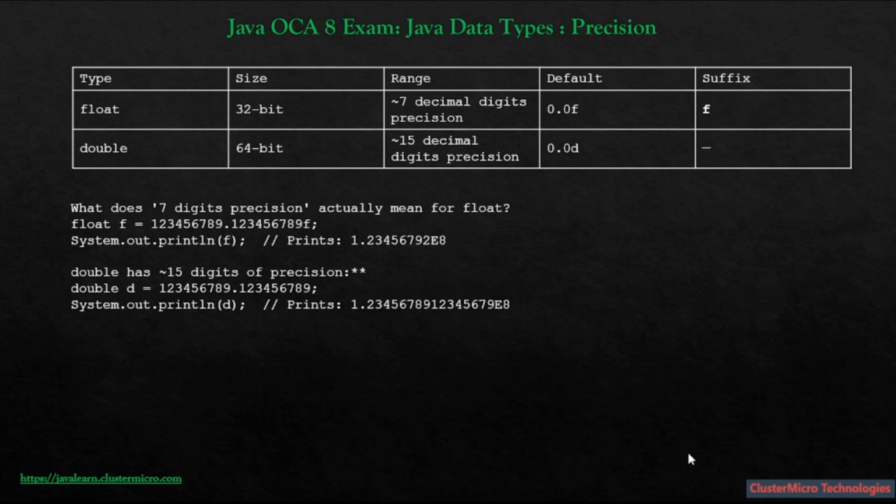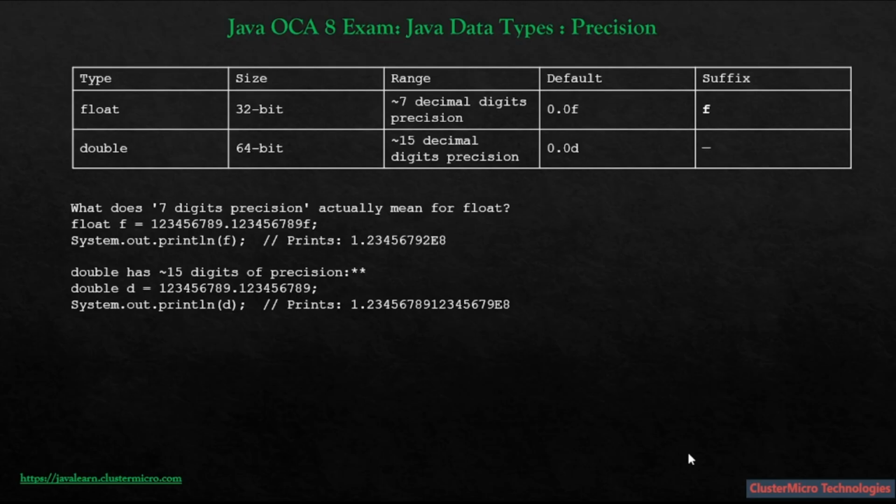Watch this. Say you have float f equals 123456789.123456789f, and then you do a println, System.out.println of that variable f. And what does it print? It prints 1.23456792E8. So you gave it 18 digits, but float only kept about 7 accurately.